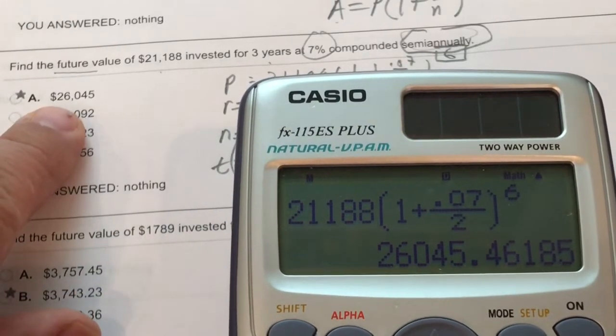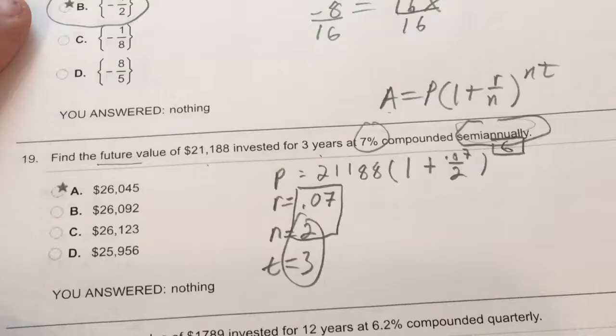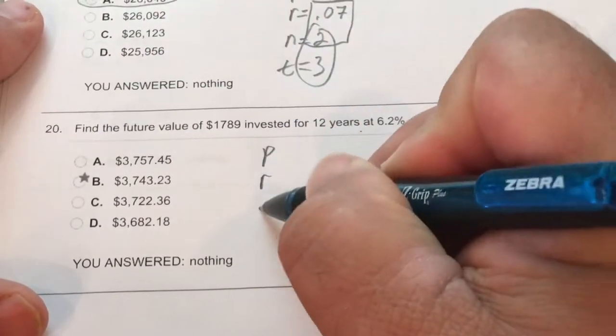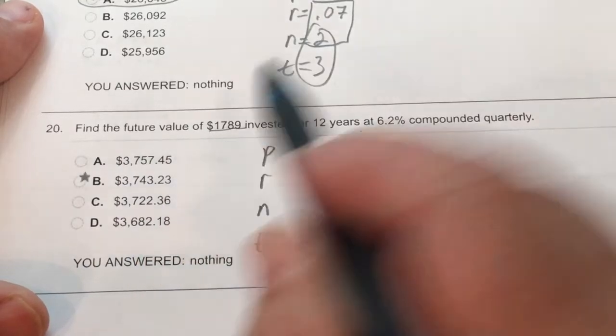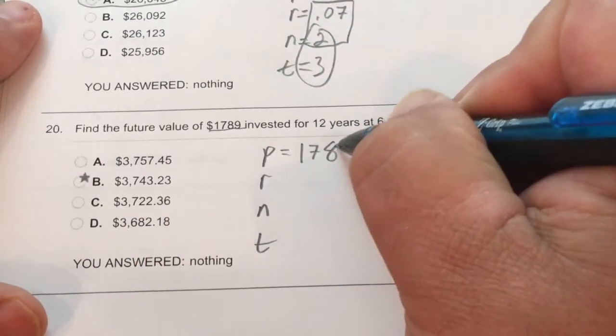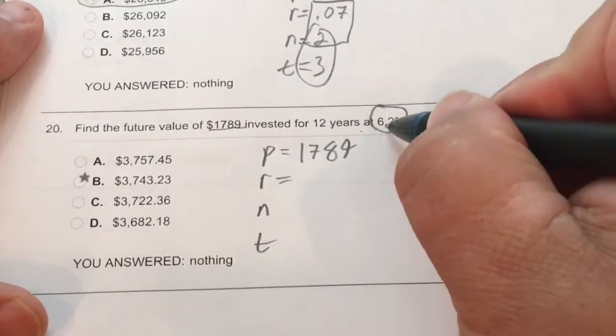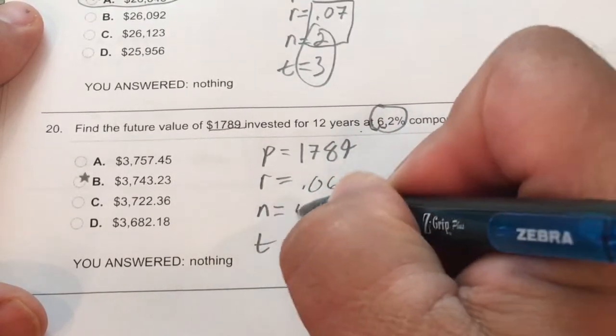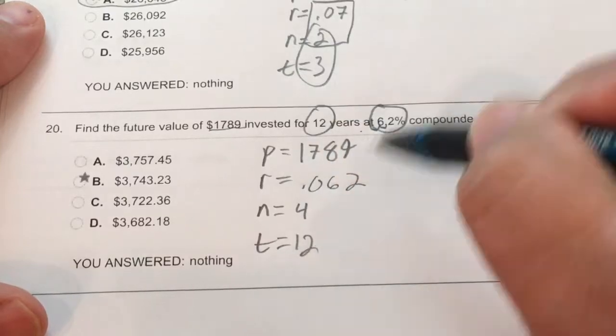$26,045.46, but they have us rounded to the nearest dollar. Find the future value again. Once again, it's a print problem. The future value is 1789. The interest rate as a decimal, remember I moved that decimal 2 places to the left, is 0.062. Compounded quarterly, so n equals 4. The amount of time it's left in is 12.